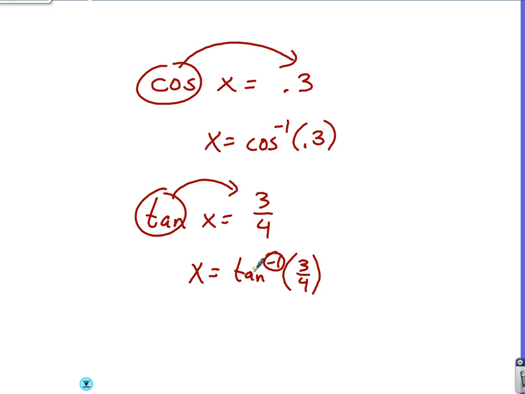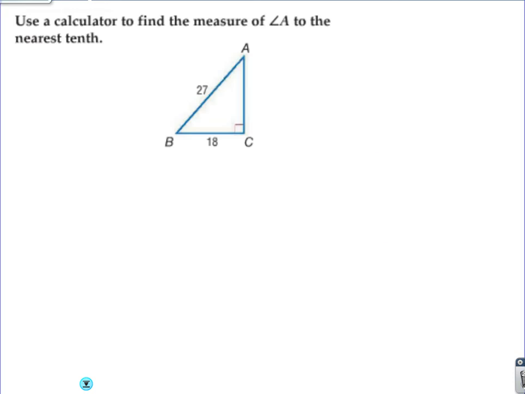In some books, instead of inverse cosine, they will call it arc cosine. Instead of inverse tangent, they'll call it arc tangent. It's the exact same thing, just another way of saying it. And arc sine would be the other one. So, with that said, use a calculator to find the angle. We've not done this. We've got two side lengths in this right triangle, and we need to find the angle.